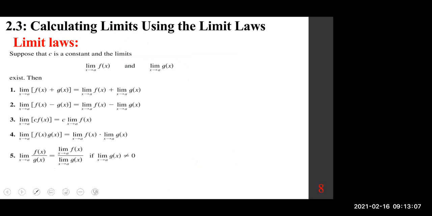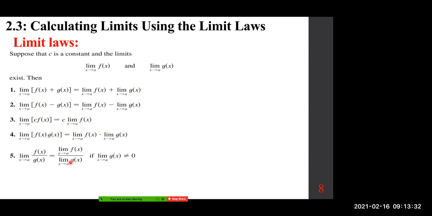The limit laws basically say, if you have a limit of f of x as x approaches a, and g of x as x approaches a, what about the sum? Separate them. Difference, separate them. If you have a constant, take it out. If you're multiplying, separate them. If you're dividing, separate them. All of the above.